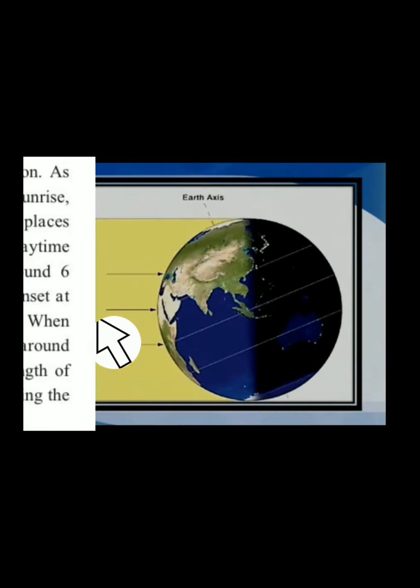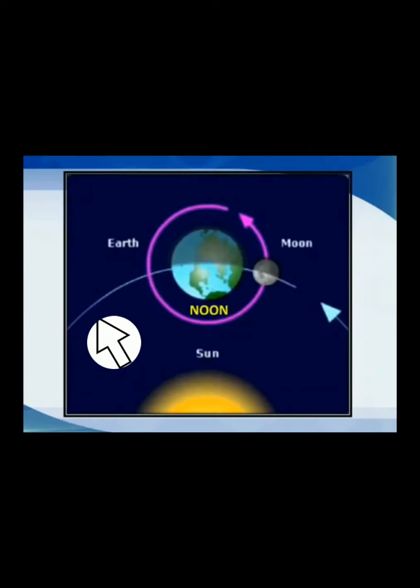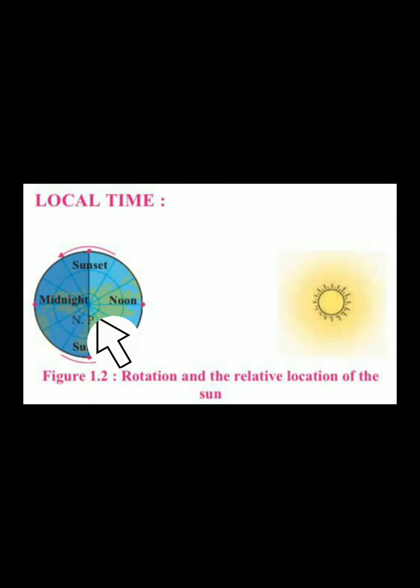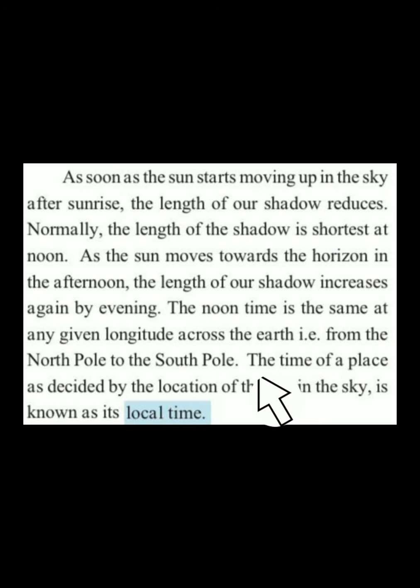Now let me go to the other image I was showing you earlier. See here. All these longitudes, say for example this longitude, will have the same noon time, because from the north, as you come towards the south, this longitude is facing the sun. So whether a place is situated here in the north, in the middle, or in the south, it will always have the same timing. Therefore, if you see the last sentence, the time of a place is decided by the location of the sun in the sky, and it is known as local time.